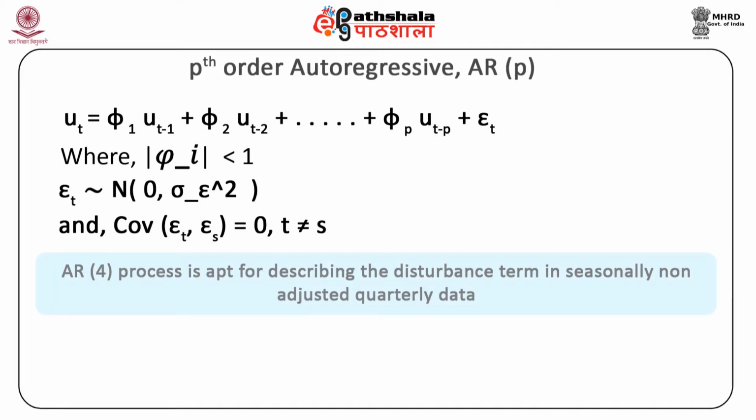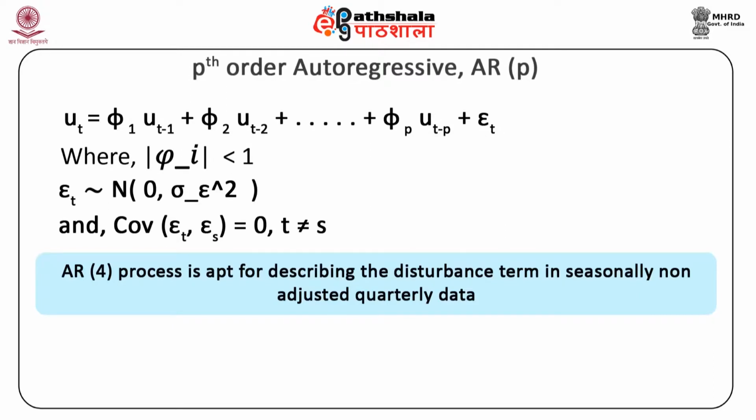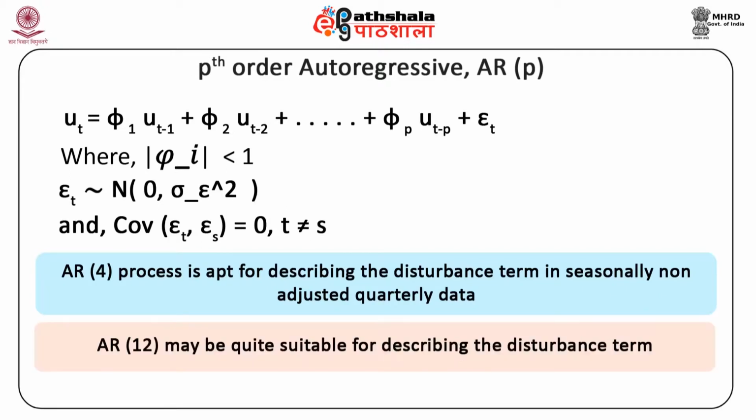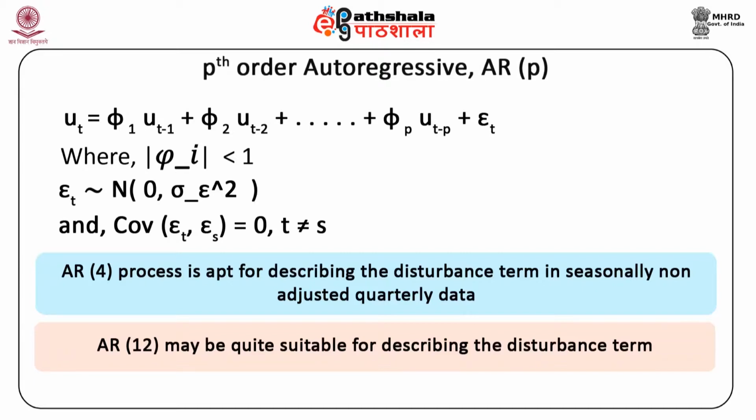Usually, an AR4 process is apt for describing the disturbance term in seasonally non-adjusted quarterly data. Similarly, AR12 may be quite suitable for describing the disturbance term in seasonally non-adjusted monthly data.